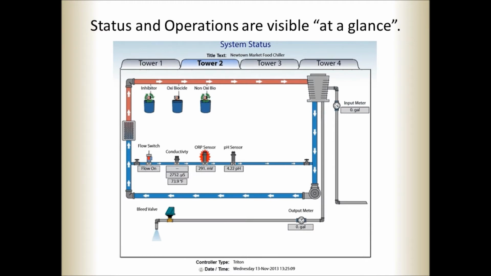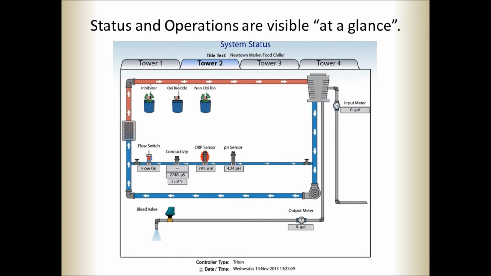It's a real-time display showing the measurements of various inputs in real time, as well as the status of the control relays that are used to activate chemical pumps and other devices such as a bleed valve. Looking toward the top of the display, I can see that on Tower 2 there are 2 chemical pumps active, currently injecting chemical into the system.